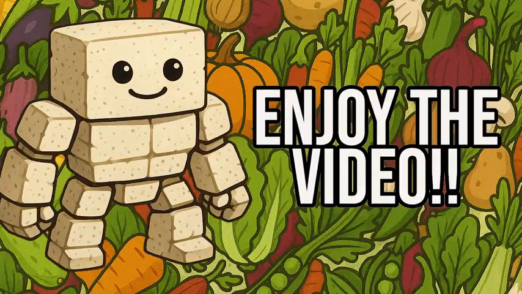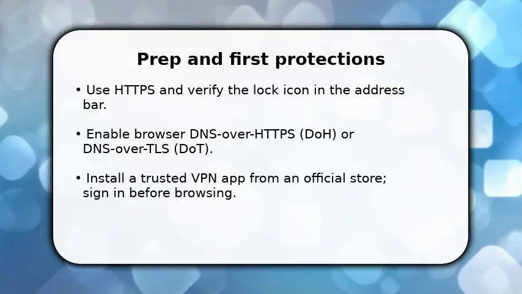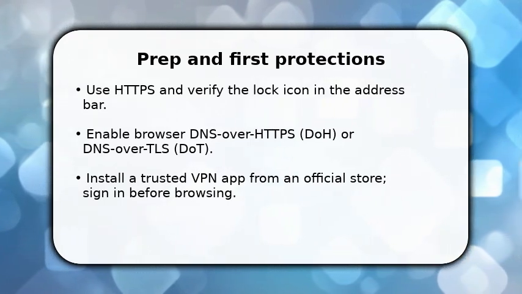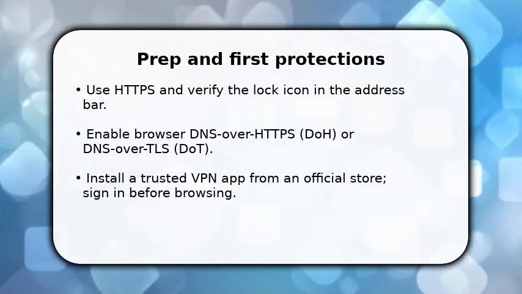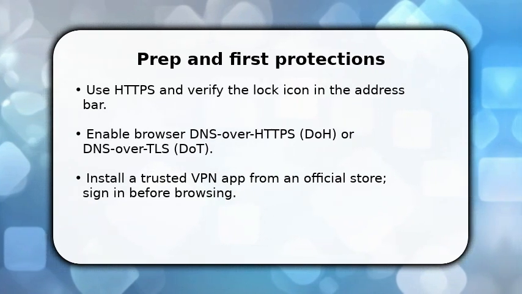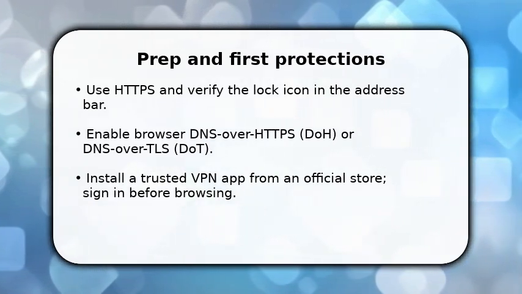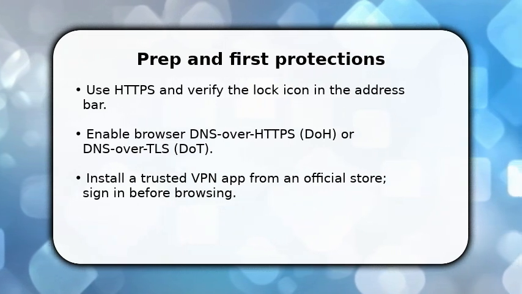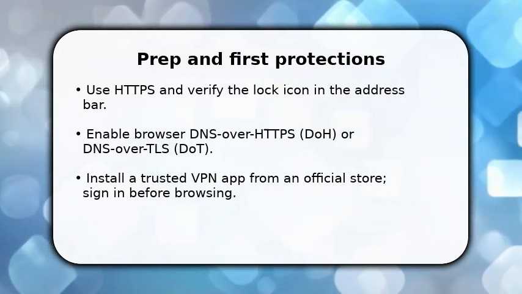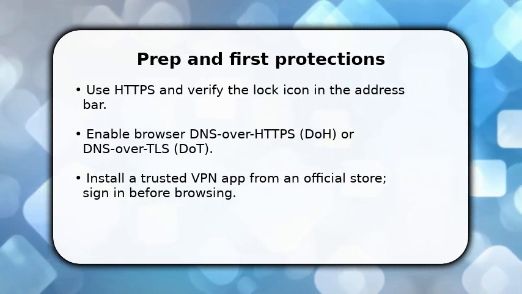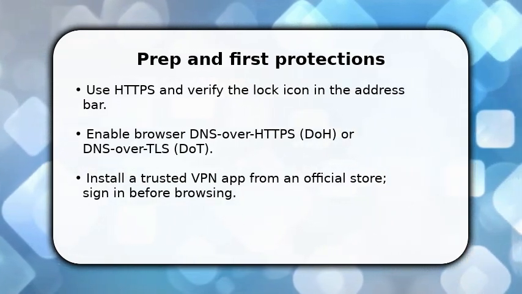Please enjoy the video. You start by hardening DNS and the connection. Enable DNS over HTTPS or DNS over TLS in your browser so queries aren't sent in plain text to the router. Next, open a vetted VPN app and connect to a nearby server. This encrypts your traffic and hides visited domains from the Wi-Fi owner.